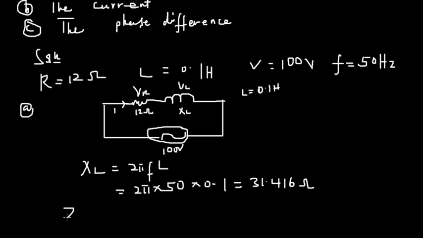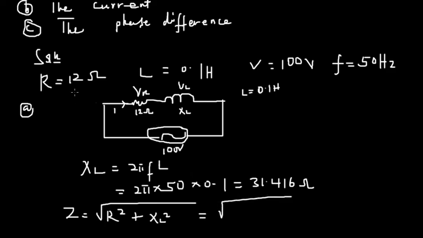So we have our impedance equal to the square root of R squared plus XL squared. So let's take the square root of our resistor, 12 squared, and XL, 31.416 squared. When you compute this, you end up with 33.63 ohm. You see how simple this is, right?